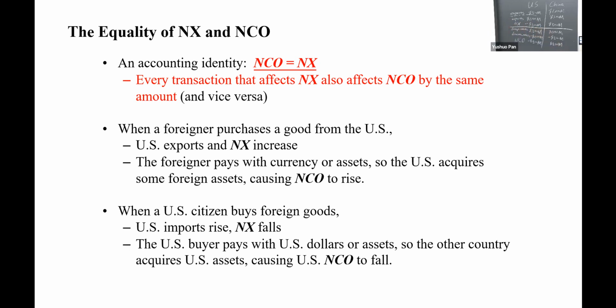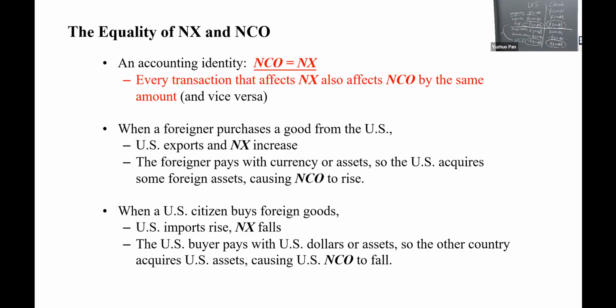So you can see, just according to this example, for the US, the net export is -$500 million, which equals the net capital outflow, which is still -$500 million. For China, the net export is positive $500 million. So the net capital outflow is again $500 million. So for these two terms, they should usually equal each other.